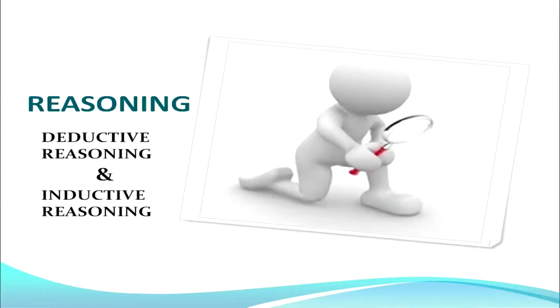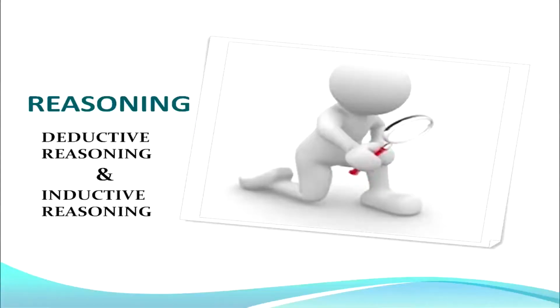When we talk of reasoning, information from the environment and the stored information in the brain are used to arrive at certain conclusions. That means what we have already stored and what is in front of us helps us to reason out and to find solutions. That is reasoning. Now, there are two types of reasoning. One is known as deductive reasoning and another is known as inductive reasoning.